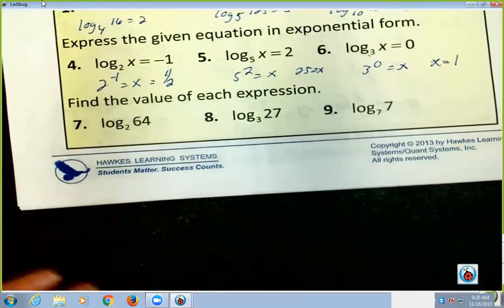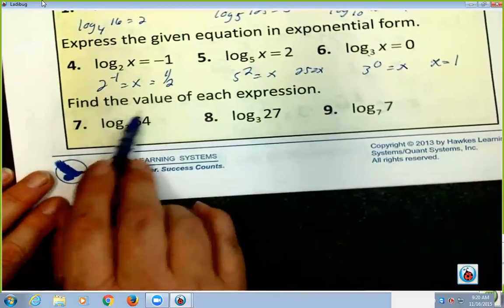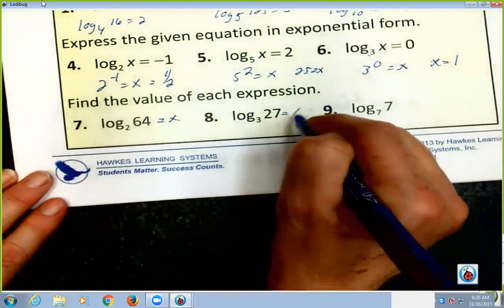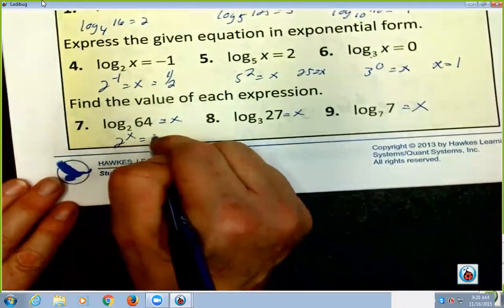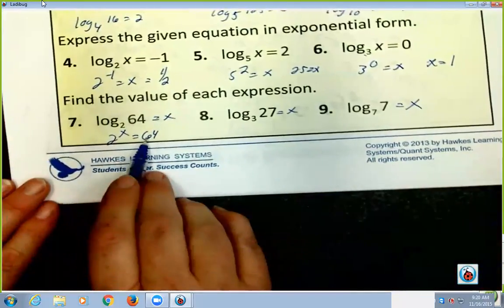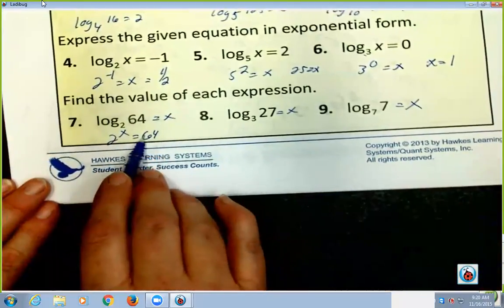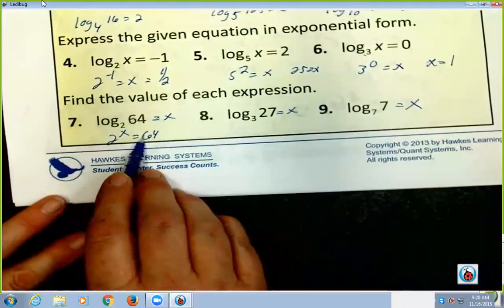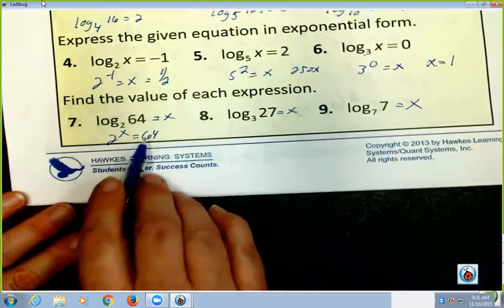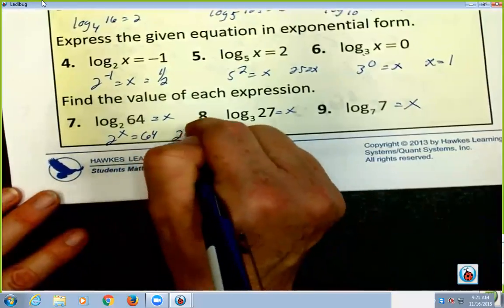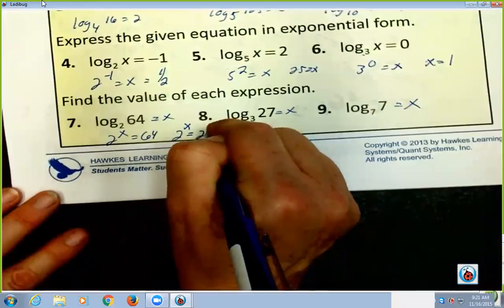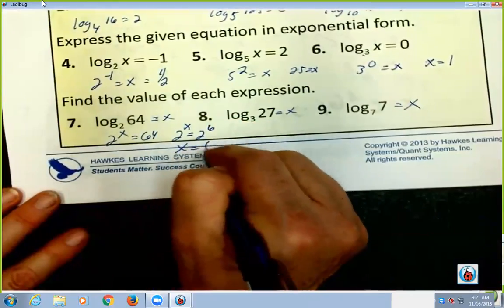These use your properties. 64, set them all equal to x. If you get lost using those properties, set them equal to x, because it'll tell you where you're going with it. Because now I have 2 to the x power equals 64. So 64 breaks down to 2 times 2 is 4, times 2 is 8, times 2 again is 16, times 2 is 32, times 2 is 64. So really, I have 2 to the x equals 2 to the 6th power, so we know x is equal to 6.